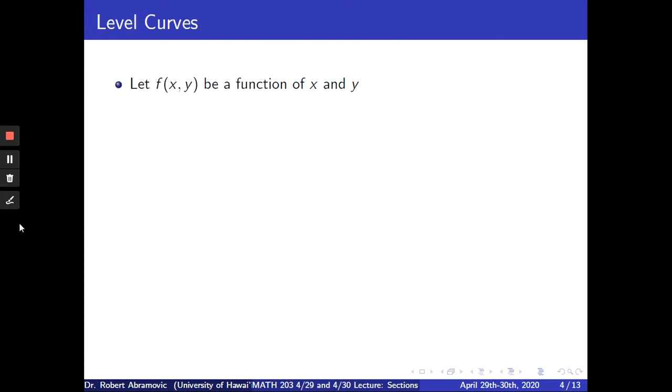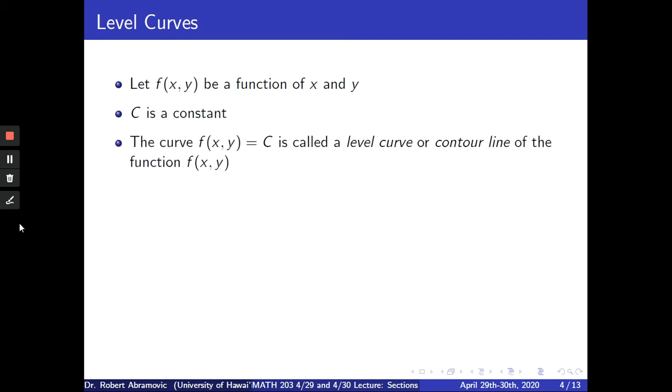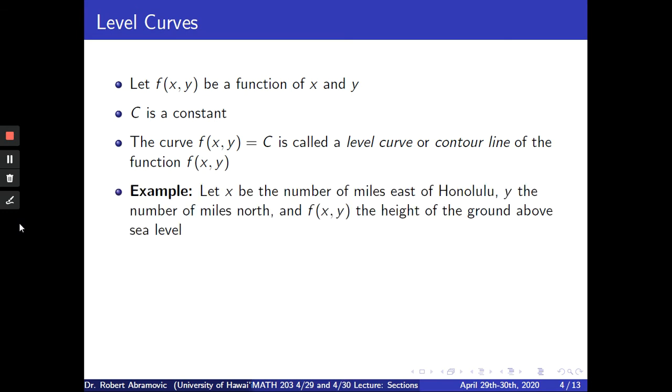Now, an important topic for functions of two variables is level curves. Level curves are defined as follows. We have a function of two variables, f of x comma y. c is a constant. The curve f of x comma y equals c is called a level curve or contour line of the function.